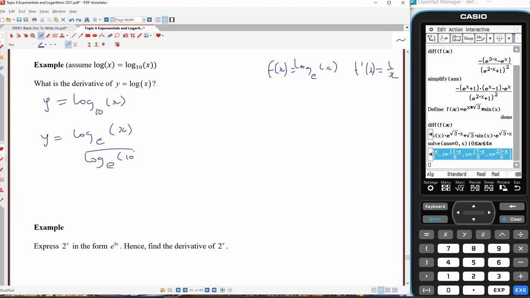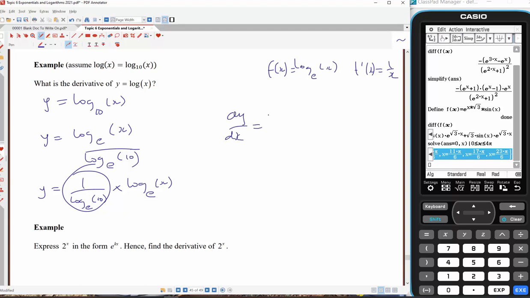All right, now, why did I choose base e? Because I know it's easy to derive. So what I'm going to do is just rewrite this one more time as 1 over log e 10 times log e x. And this value here is just a constant, 1 over log e 10. So I can treat it like the number 2 or the number 7. It works exactly the same way. So I'm ready to derive this.